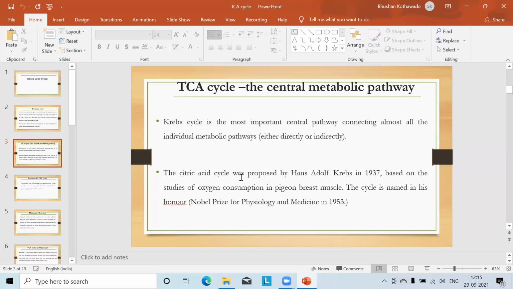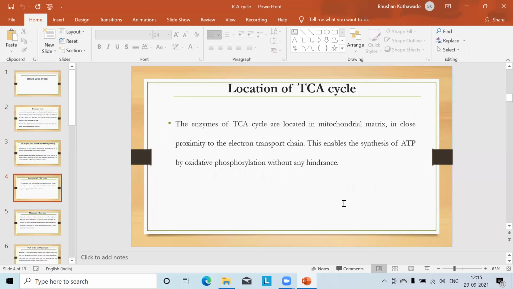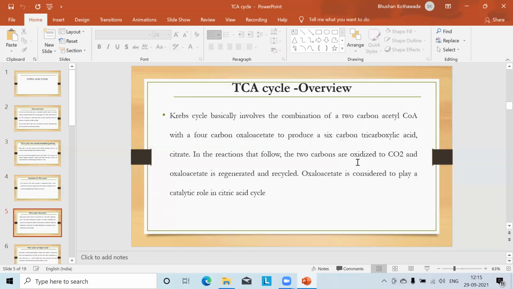That's why it is called the central metabolic pathway. The citric acid cycle was proposed by the scientist Adolf Krebs in 1937 based on the studies of the oxygen consumption in the pigeon breast muscle. The cycle is named in his honor. He got the Nobel Prize for physiology and medicine in 1953. The enzymes of the TCA cycle are located in the mitochondrial matrix in close proximity to the electron transport chain. Because of this, the synthesis of ATP by the oxidative phosphorylation occurs without any hindrance.